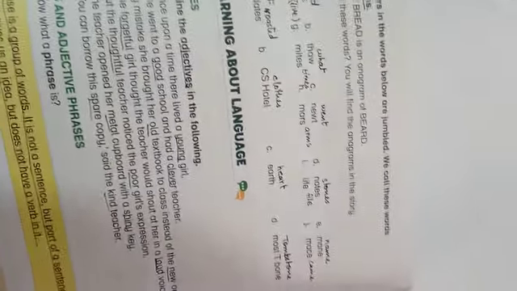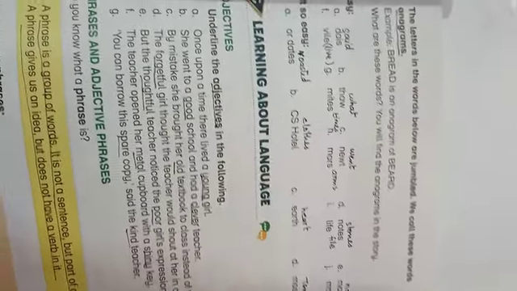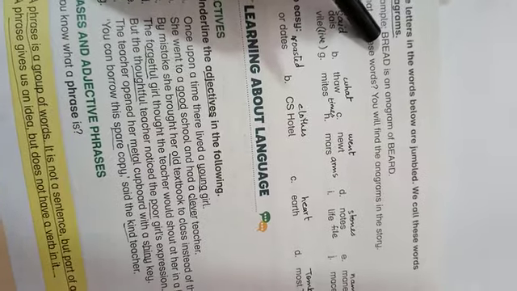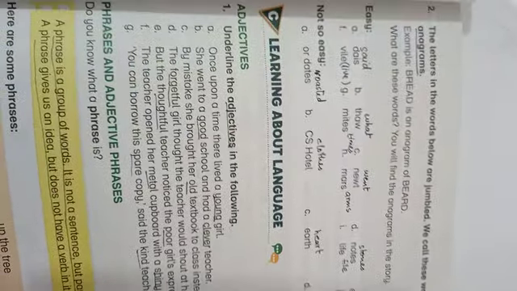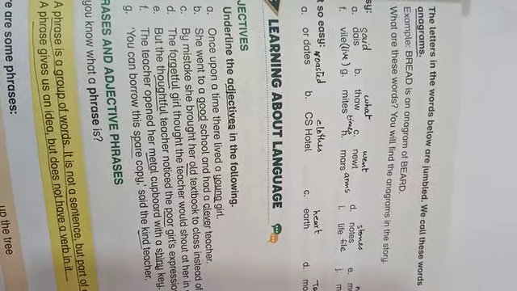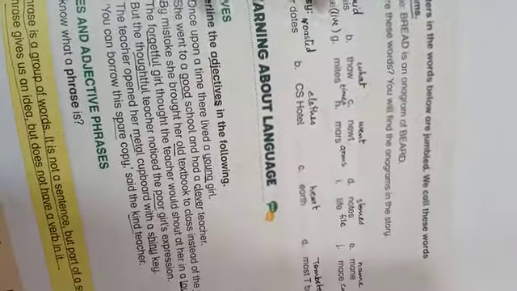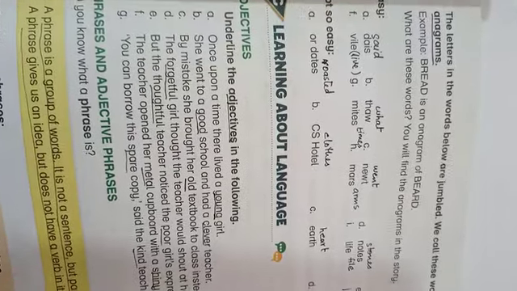Okay, move on to the next page, number 19. In the next activity, the letters in the words below are jumbled. We call these words anagrams. Like bread, spelled B-R-E-A-D, is an anagram of BEARD, beard. What are these words? You will find anagrams in the story. Okay, DAIS is a word. You have to rewrite it like this: SAID.